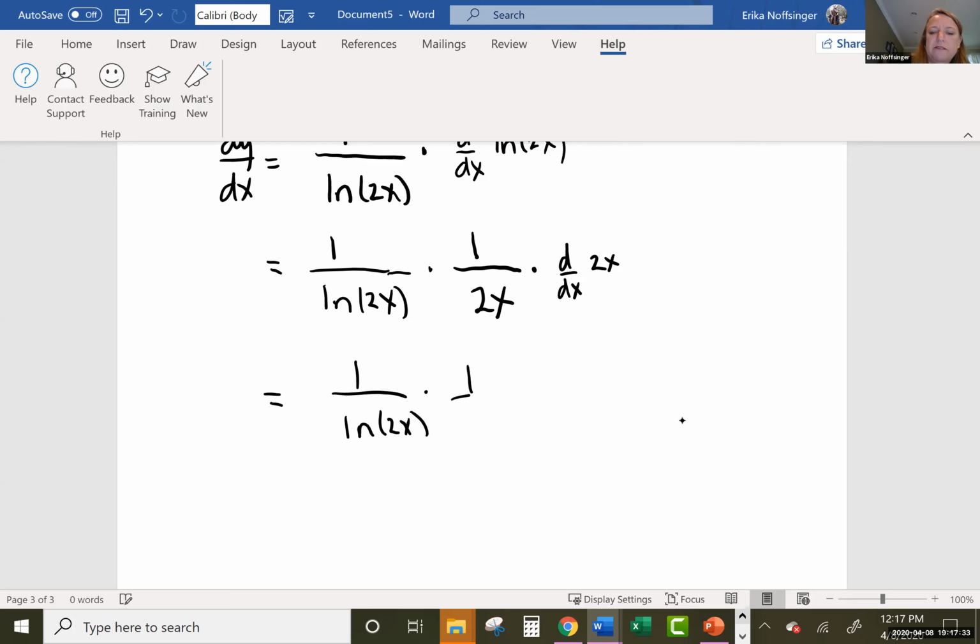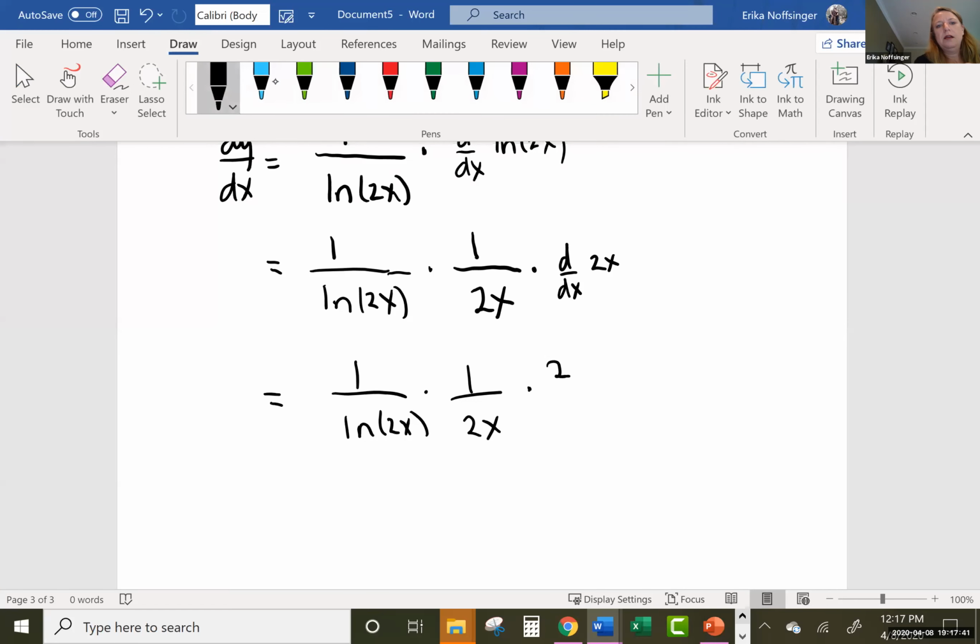So multiplication of fractions, we can just multiply straight across. But I notice I have both a 2 in my numerator and a 2 in my denominator. And so we can actually simplify that by crossing that out. And so we're left with 1 all over x. I'm just going to put that in front of my natural log of 2x.